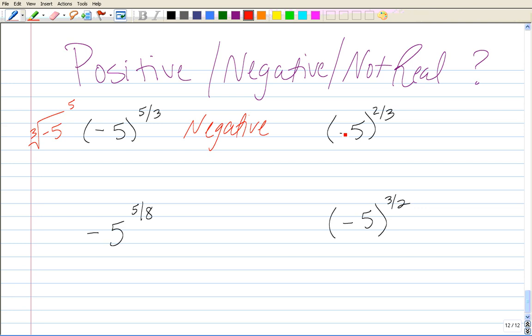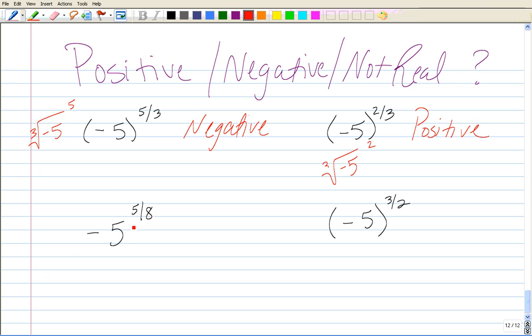On the next one, we have negative 5 to the 2/3. So here, that's like having the cube root of negative 5 squared. The cube root of a negative number is negative, but a negative number squared is positive. Aren't these fun?